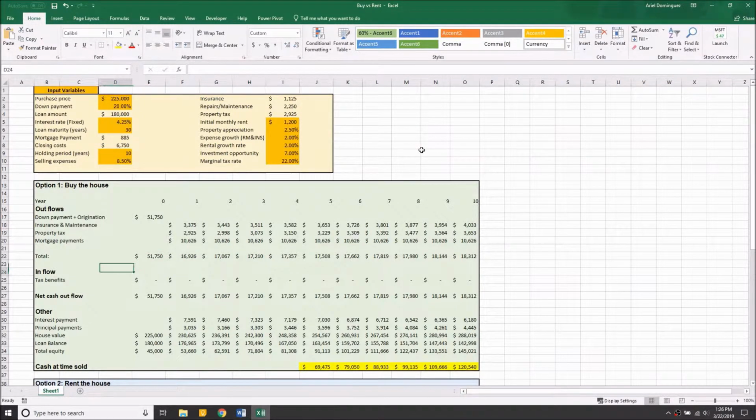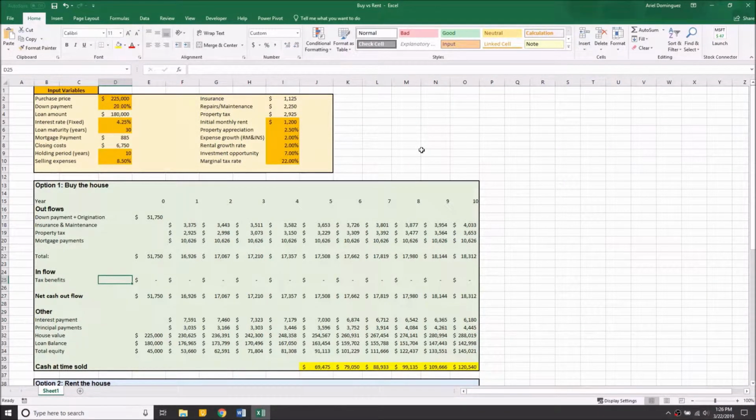And next we have the cash inflows. Now for inflow, the only real inflow you have is just the tax benefit that is created by being a homeowner. But like I mentioned earlier, this tax benefit is not really that relevant anymore because the standard deduction is now $12,200 for 2019. So basically what that means, keeping it very simple, is if you own a home, you can deduct your property taxes and your interest paid on the property.